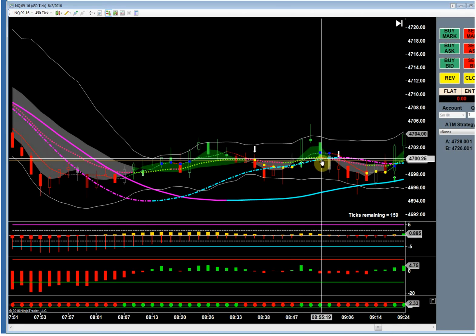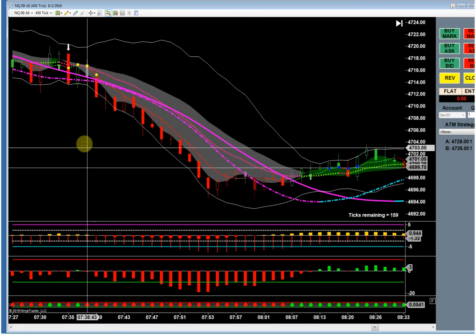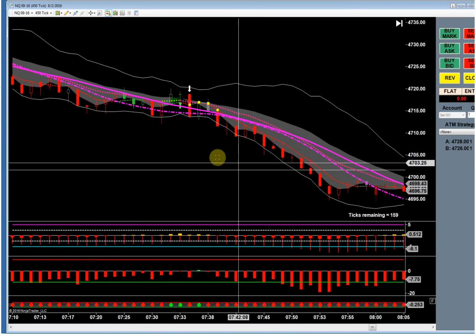In other words, the political conventions are done, and look at these ranges opening up. You see what I mean?